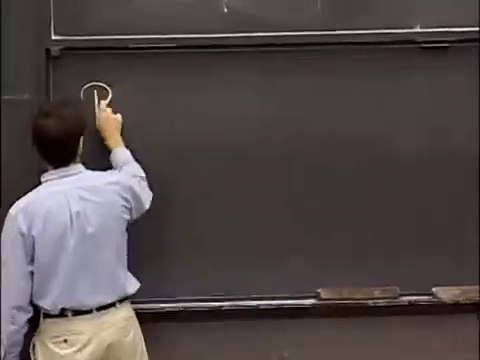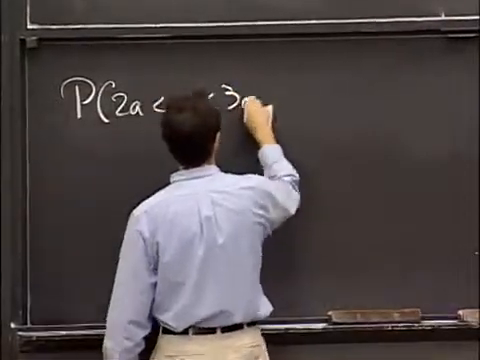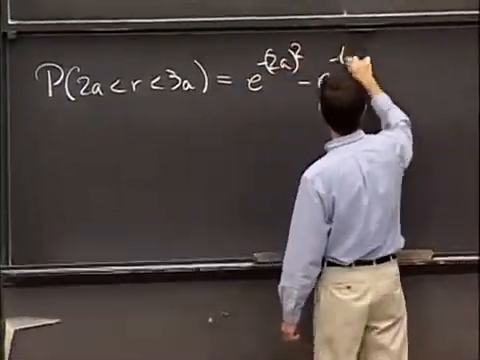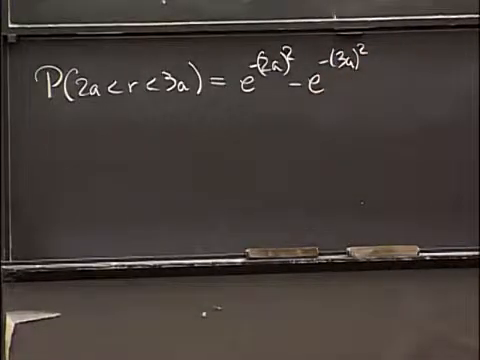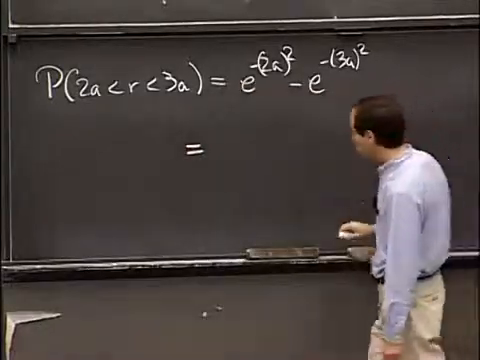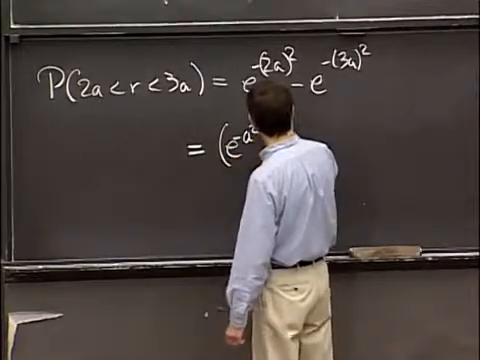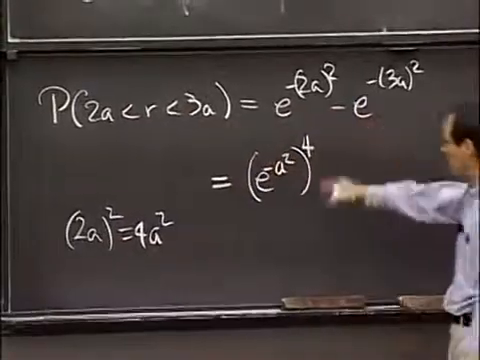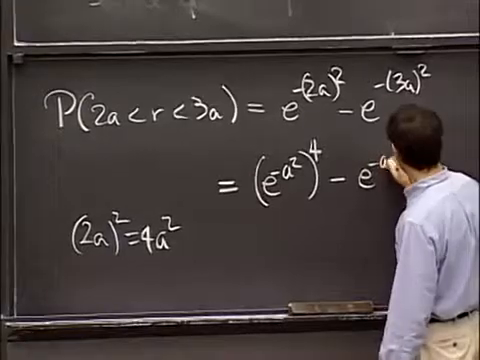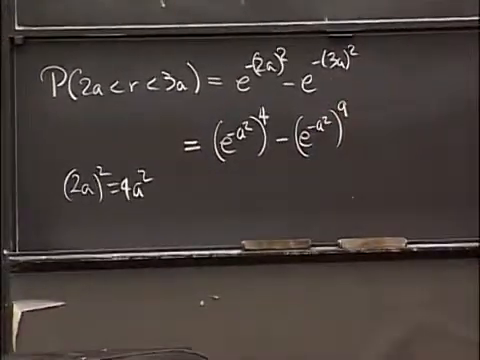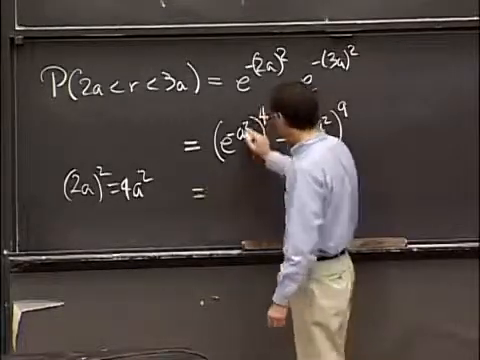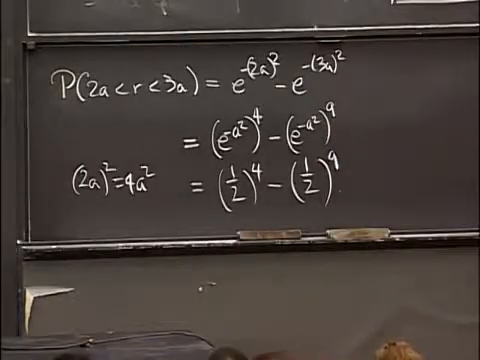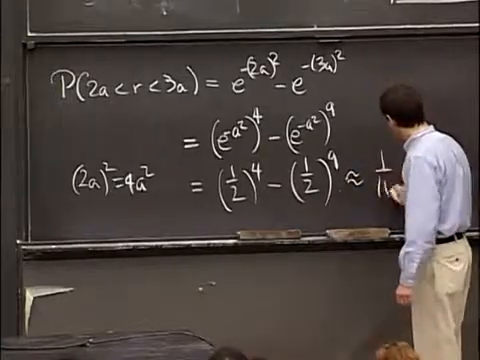And now I'm going to calculate this other probability here. So the probability right up there is going to be the same as e to the minus 2a, the quantity squared, minus e to the minus 3a, the quantity squared. That's what we calculated. And now I want to use some of the arithmetic of exponents. This is e to the minus a squared, the quantity to the 4th power, right? Because 2a squared is 4a squared, and then I bring that exponent out. Minus e to the minus a squared to the 9th power, that's 3 squared. And so this comes out to be a half to the 4th power minus a half to the 9th power, which is approximately 1/16.